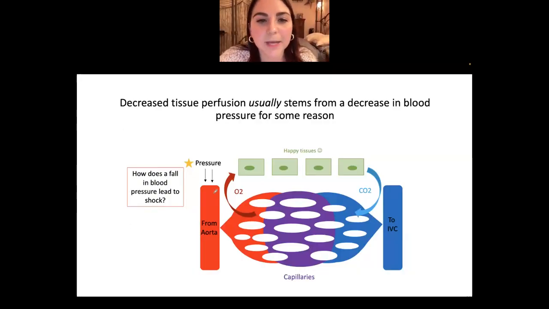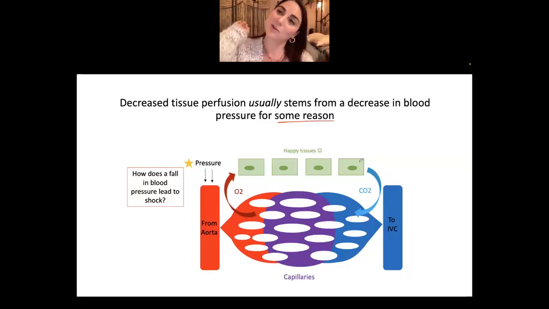So here's a picture of the arteries, the veins, and then the capillaries in the middle. Usually when you have decreased tissue perfusion, it's when you have a drop in blood pressure. And again, for some reason, it can be anything. You're bleeding out, your blood pressure drops insanely, you have a heart attack, something happens where your blood pressure drops. Because if we have a normal baroreceptor reflex and our patients establish homeostasis, these tissues are expecting to get a certain amount of oxygen at all times and expecting to give off its byproducts of carbon dioxide at all times. It's expecting this to happen all the time.